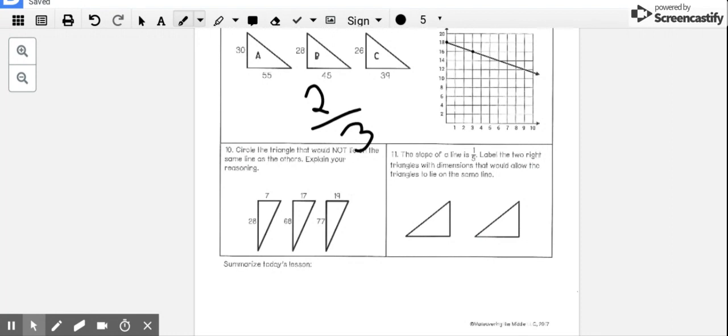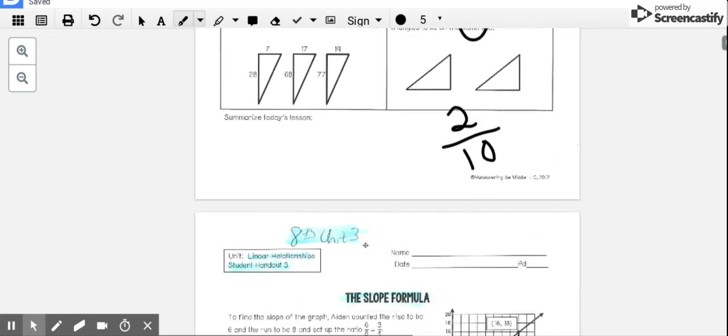And last but not least, the slope of a line is 1/5. They're telling you the rise is 1, the run is 5. Label the 2 right triangles with dimensions, which is numbers, that would allow the triangle to lie on the same line. So I will give you an example. I know that a triangle with a rise of 2 and a run of 10 would fit on the same line as this. So now you give us 2 more, and we will check that at the beginning of class.